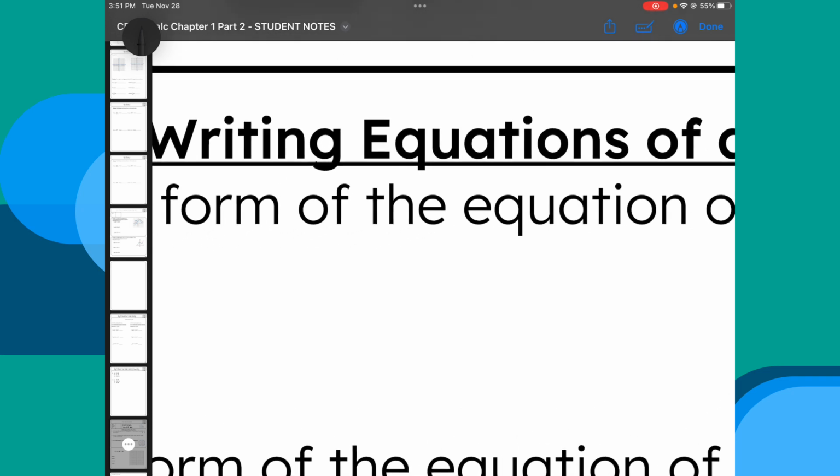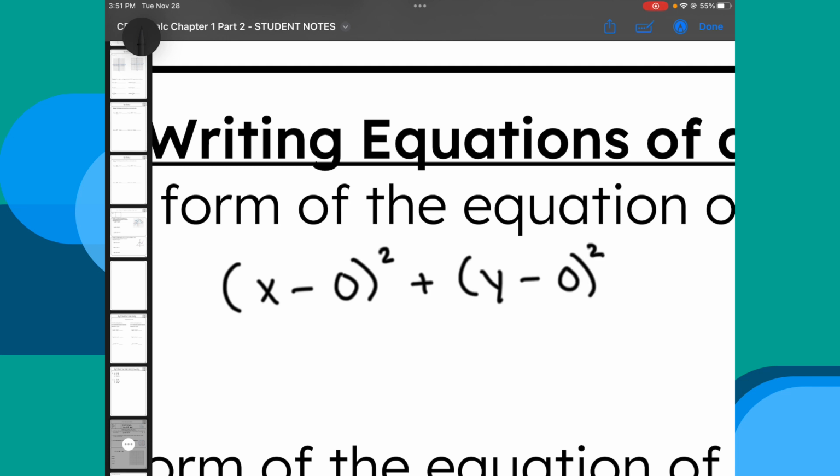Going to the standard form of the equation, we have x minus 0, because that's the h value. Then we're also going to plug in the 0 for our k value. Then we'll plug in our radius and square it. We'll clean everything up, so our equation would be x squared plus y squared is equal to 16.